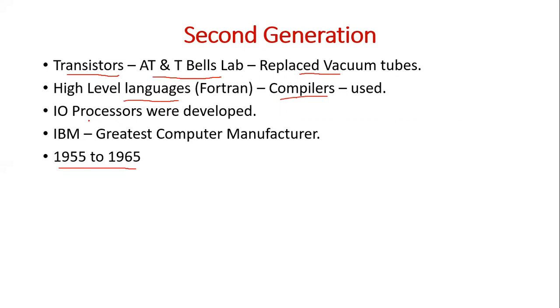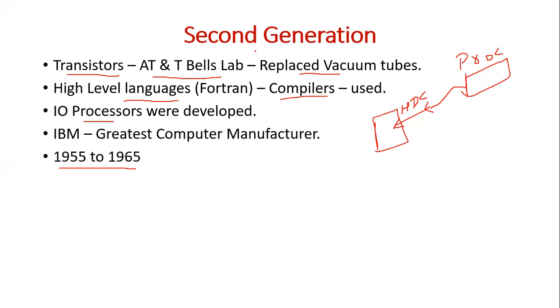IO processors were developed. IO processor means IO controller. If you have a hard disk, the hard disk will have a hard disk controller. The hard disk controller is the one which performs read and write operations on the hard disk, or any operation. So if the processor wants to perform some operation on the hard disk, the processor will not do it by itself. It will just give a signal to the hard disk controller, which will do it.